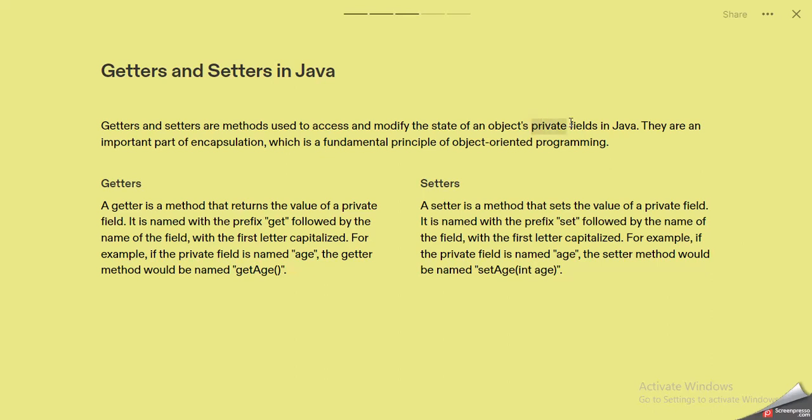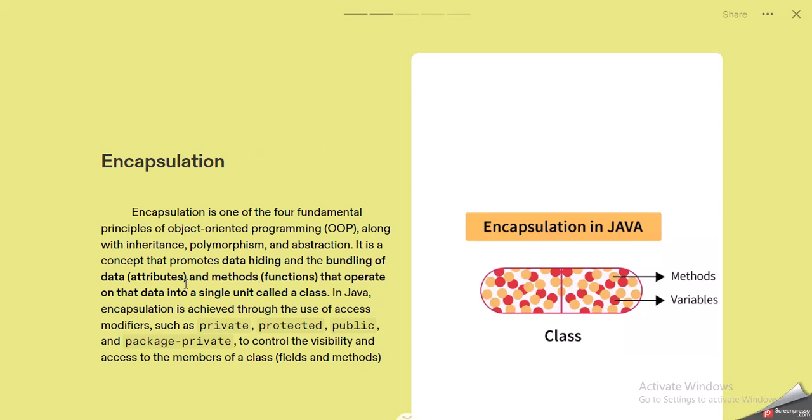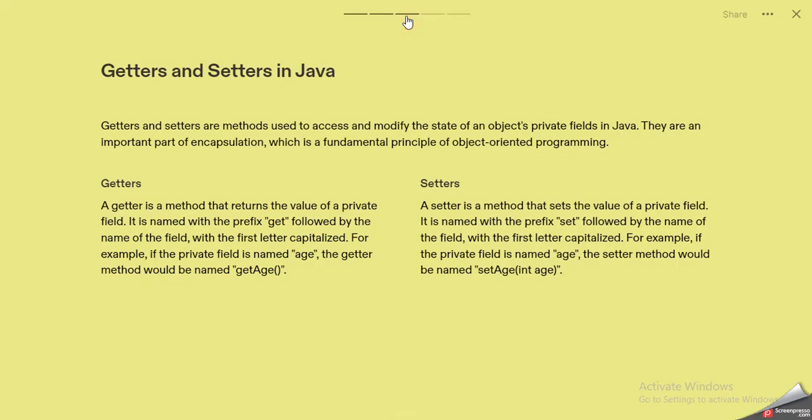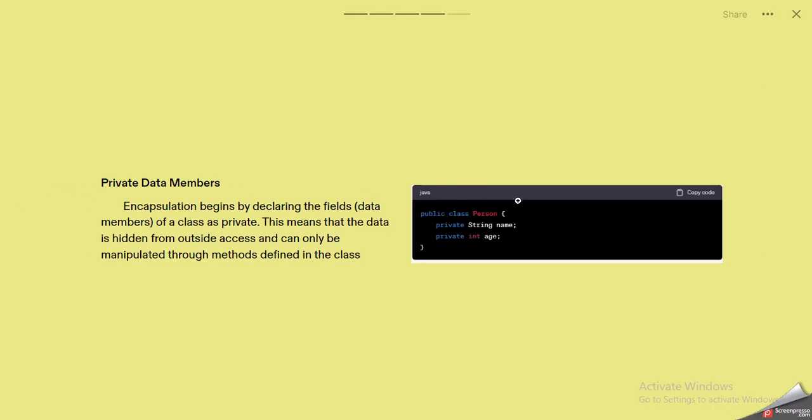See what I've mentioned here, private fields in Java, and for that you need to understand what encapsulation is. As you can see, this is a class Person. Here we have a private String name and a private int age. Encapsulation begins by declaring the fields, the data members of a class, as private. Now this data is hidden from outside access. Whenever you declare something private, it becomes hidden, as I already showed you.